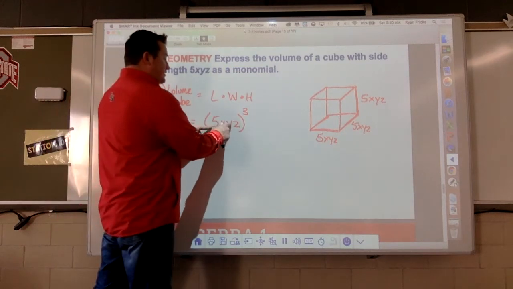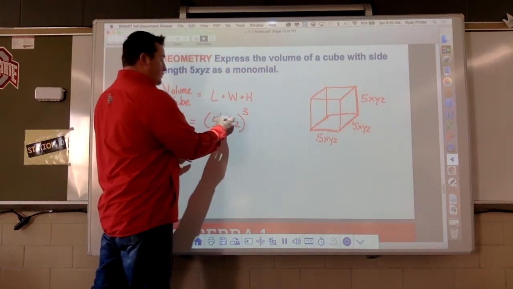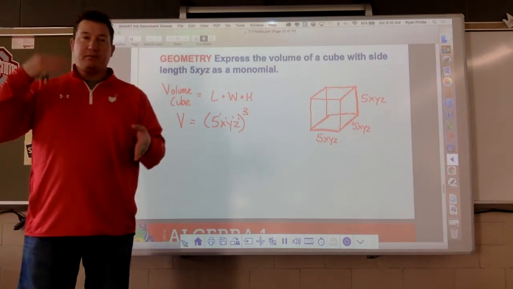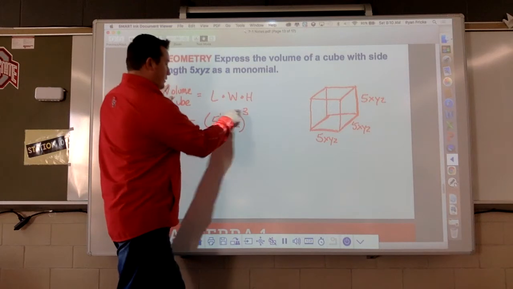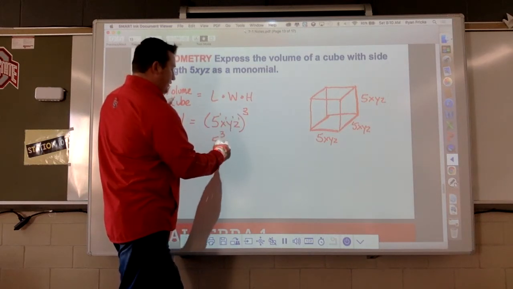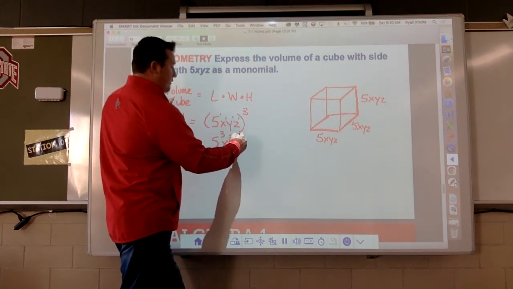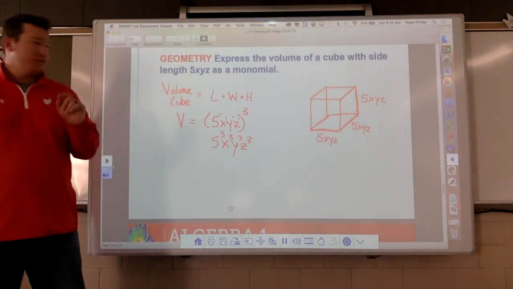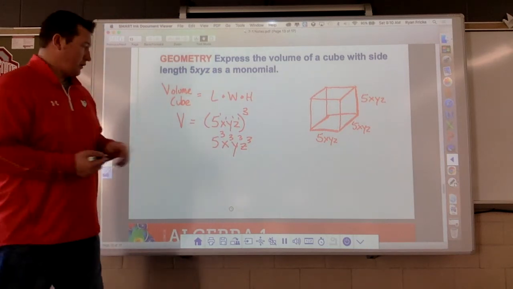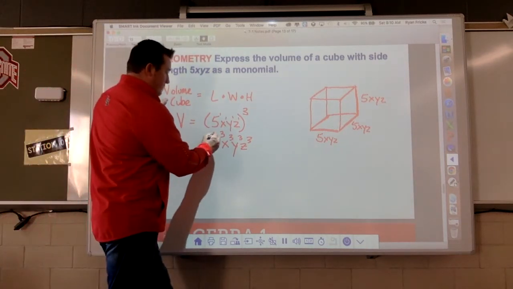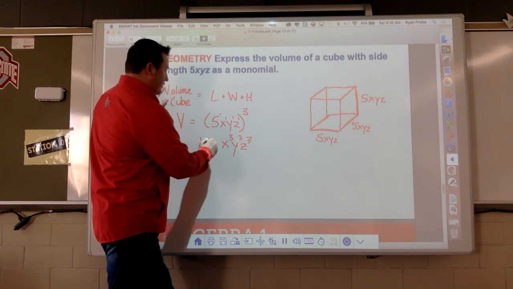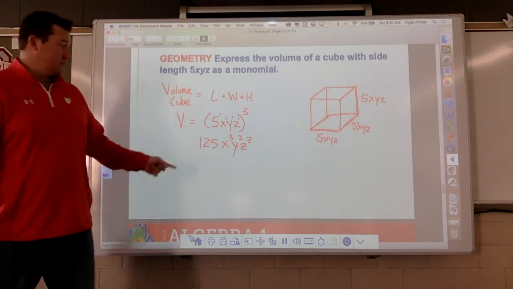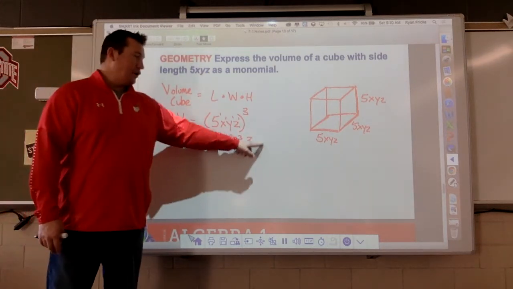So I need to raise all 4 terms to the third power. Keep the base, multiply your powers. So this is 5 to the third, x to the third, y to the third, z to the third. Change that number to 125. Okay? So 5 to the third, just 5 times 5 times 5. We'll make this 125. There it is, expressed as a monomial, right? This is a monomial.